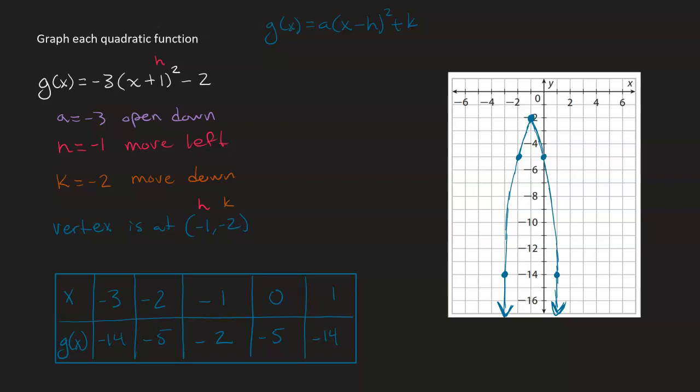So let's note a few things. We did state that this would open down, which it does. Notice that we stated that because h is -1, we move 1 unit to the left from the origin. Notice when we stated k is -2, we move 2 units down from the origin. And notice that the vertex is at -1, -2, which is our maximum.